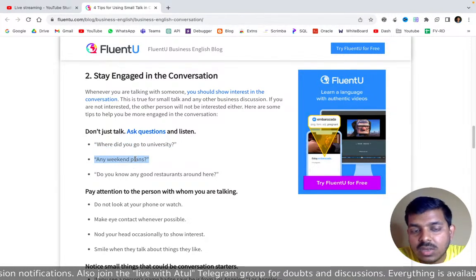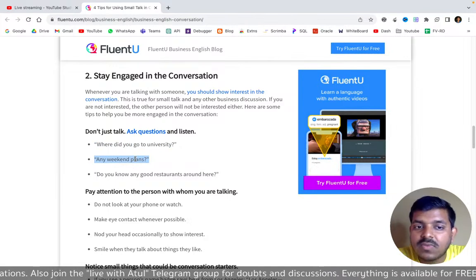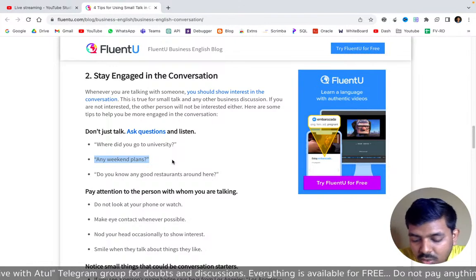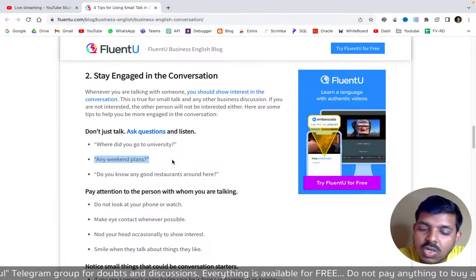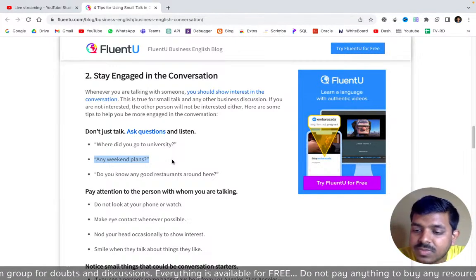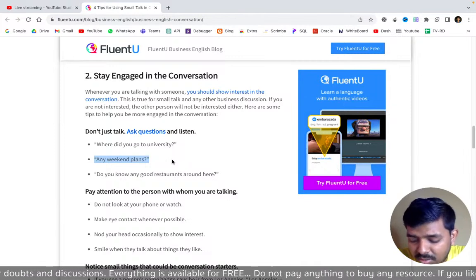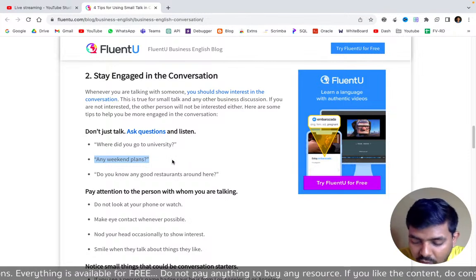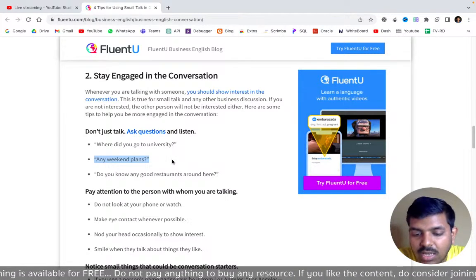Or you could ask the simple question of the second one, like any weekend plans. It means that you are not just trying to stay on business lines, or you're not just trying to show interest in the other person by saying the things that you have, but you're trying to ask the other person what his or her interests are.